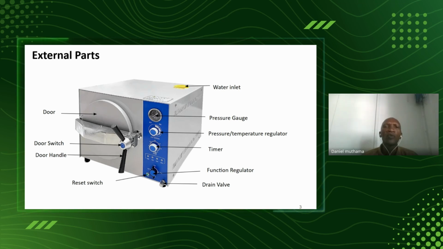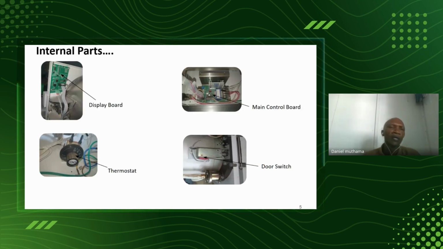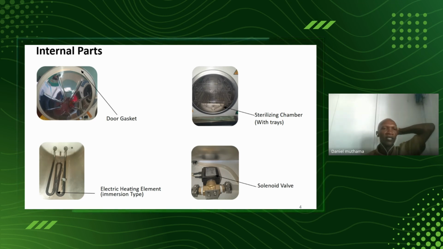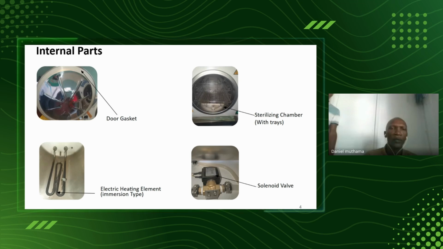So here is where you put in the water. This is just a cover. You remove this cover and you put water inside here. When you open the cover, you will find the internal parts. So here you have the display board. Here you have the door gasket. This one here is the door gasket. This is made of silicone material because it will withstand very high temperatures. Thank you.